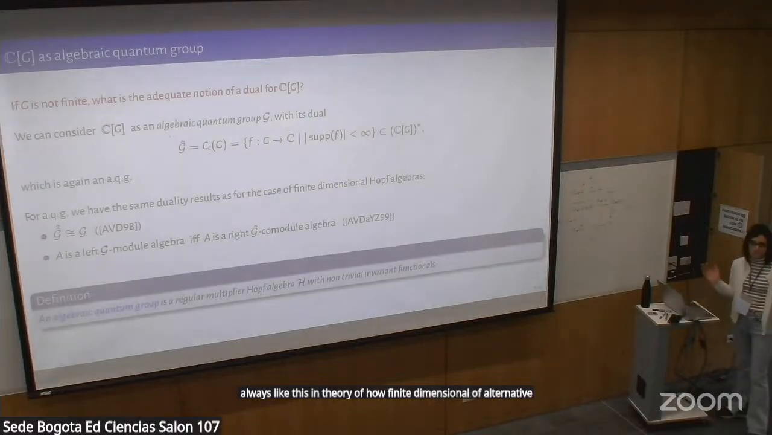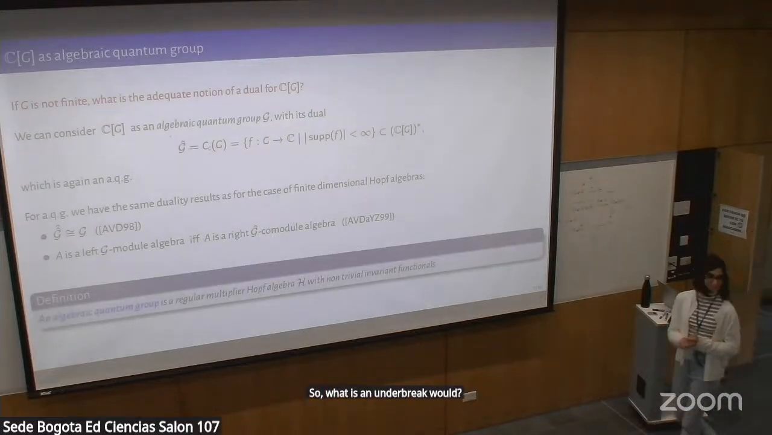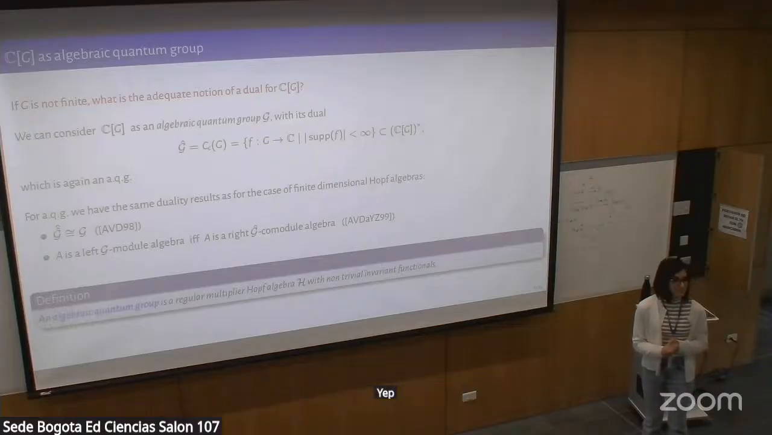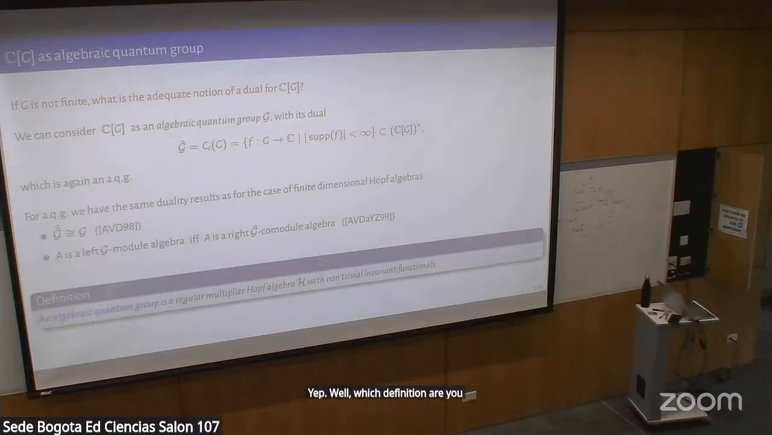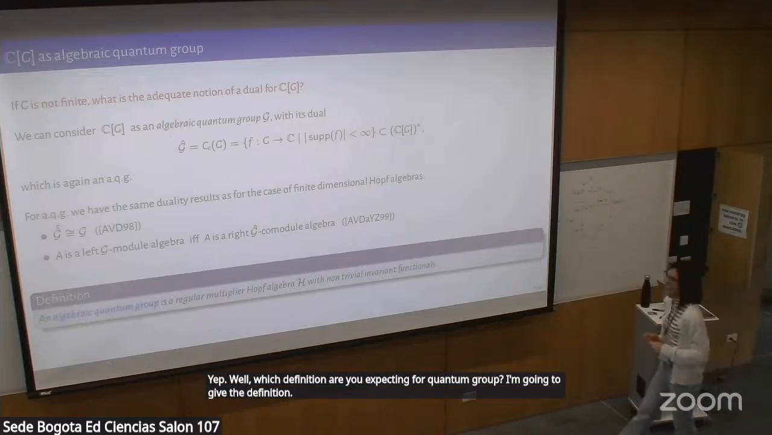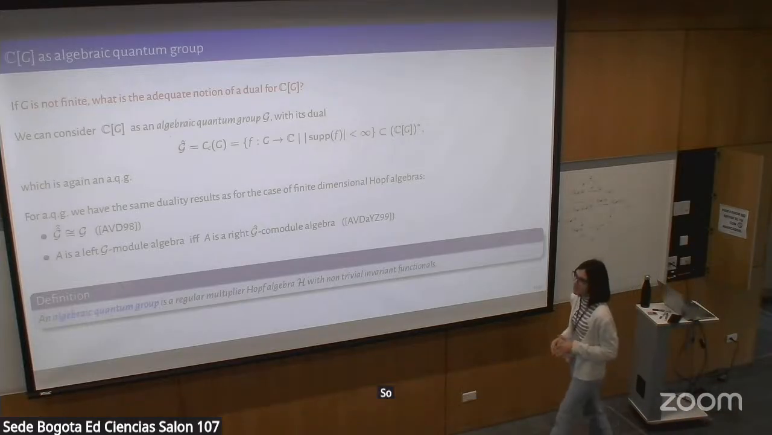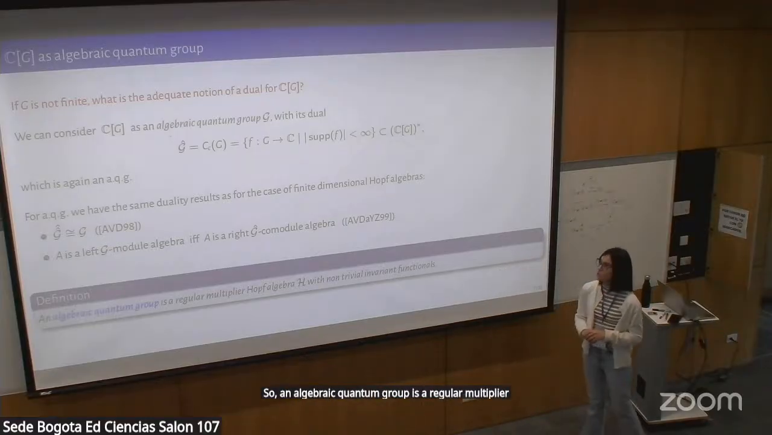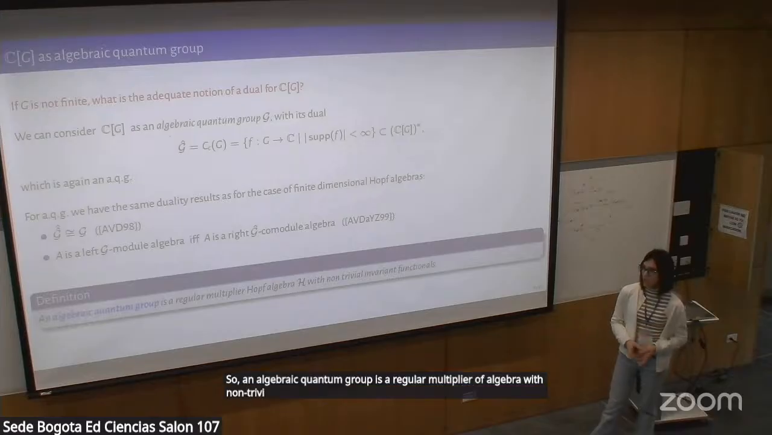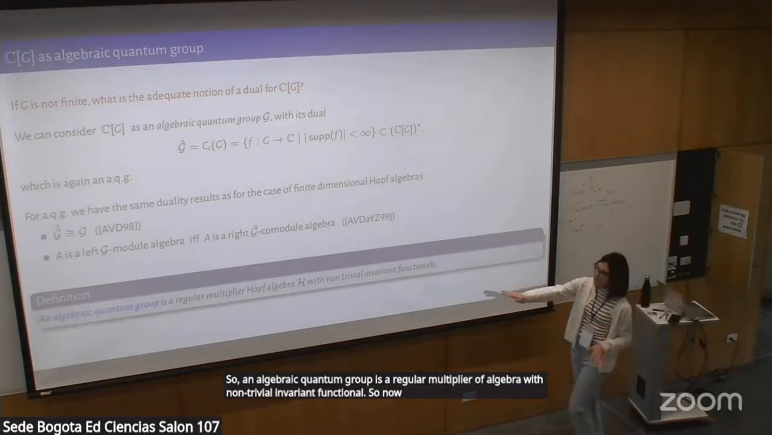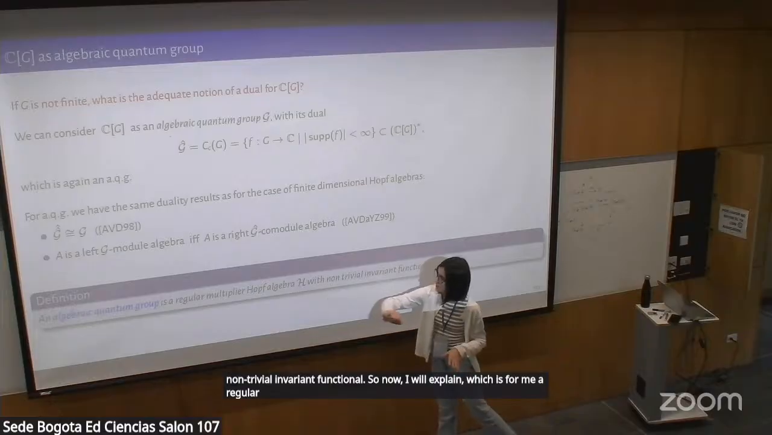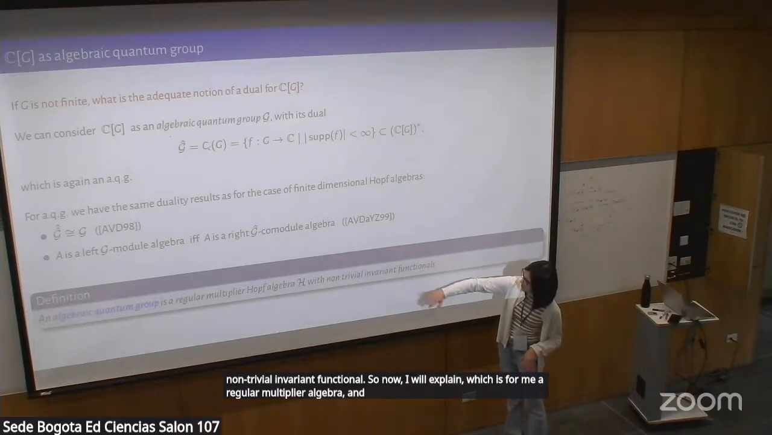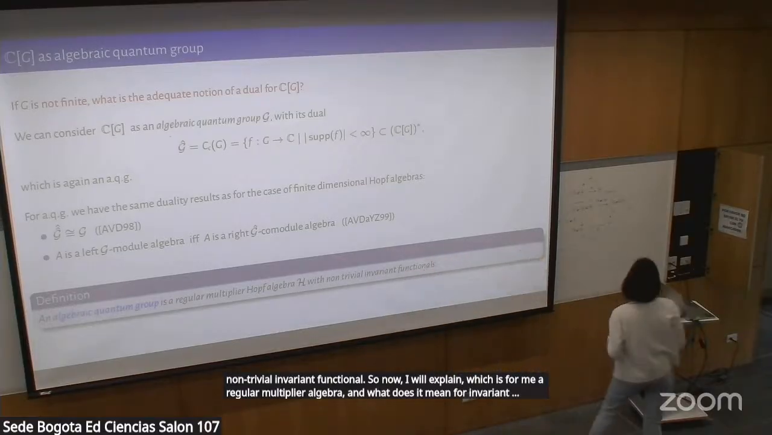So what is an algebraic quantum group? Yes, which definition are you taking for quantum group? I'm going to give you the definition now. So an algebraic quantum group is a regular multiplier Hopf algebra with non-trivial invariant functionals. So now I will explain what is, for me, a regular multiplier Hopf algebra and what it means for invariant functionals.